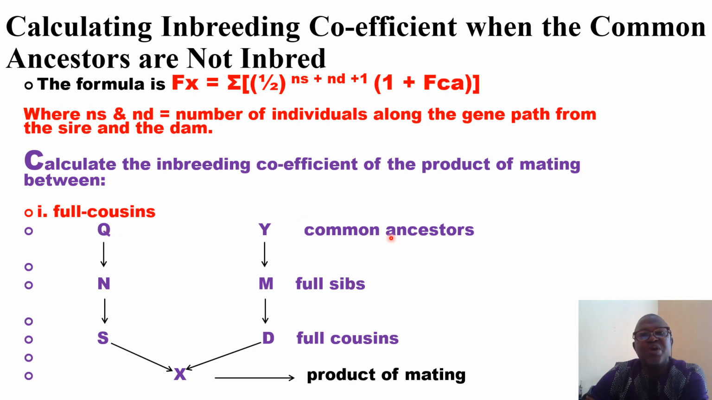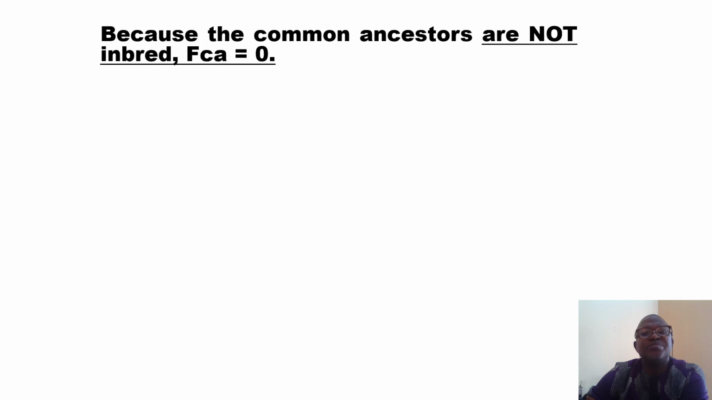So, Q and Y are the common ancestors. They give birth to full sibs, M and N. N gave birth to S, and M gave birth to D. So, S and D are full cousins. And you want to know the inbreeding coefficient of the product of mating between S and D. So, because the common ancestors are not inbred, the coefficient of inbreeding is 0.